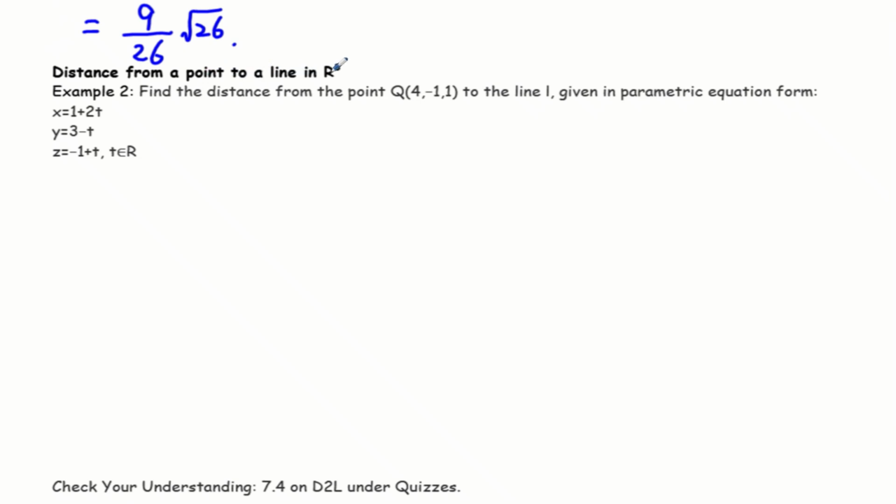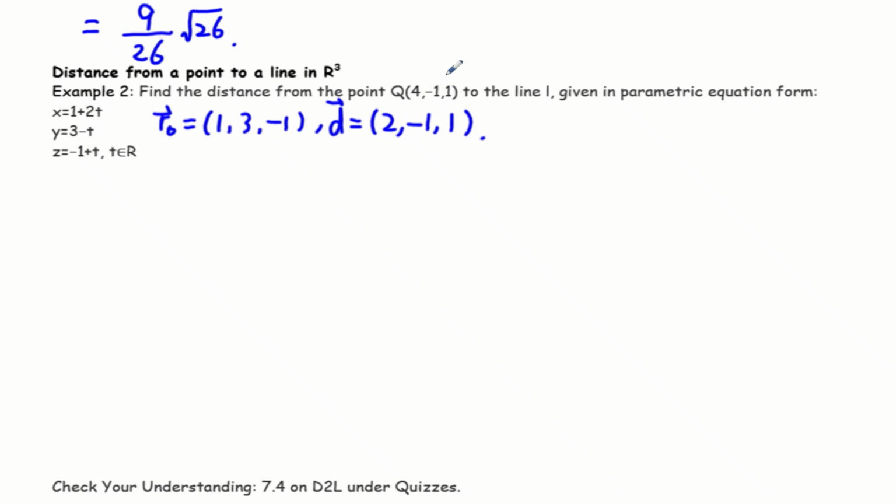Distance from a point to a line in 3 dimensions. Unfortunately, in 3 dimensions, we don't have a formula for that. So we have to use a projection, those type of stuff, or cross product to find it. So find the distance from a point to a line given by this one. From this one, we are able to find that we have 1 point on the line, which is 1, 3, negative 1. The number at front is a point. The number at front of the variable is our direction vector. So 2, negative 1, positive 1.